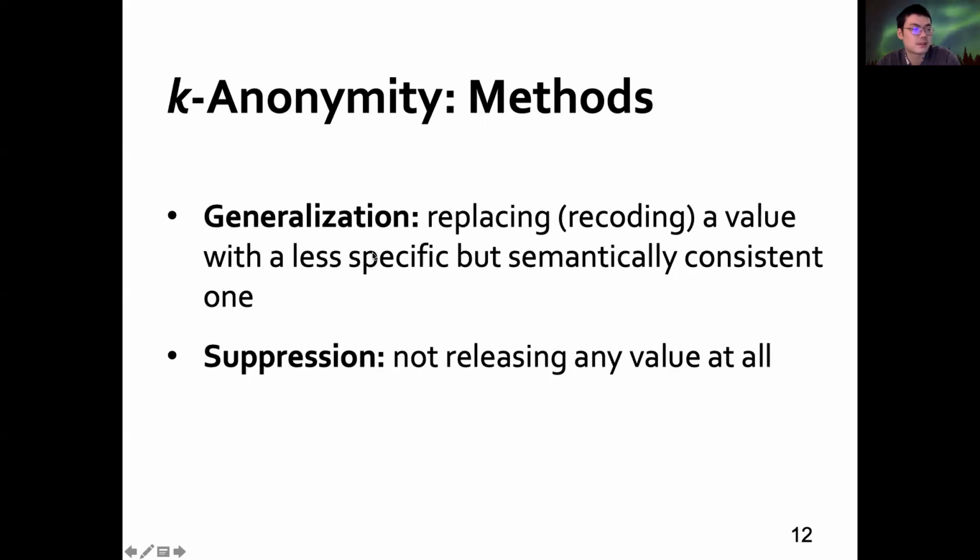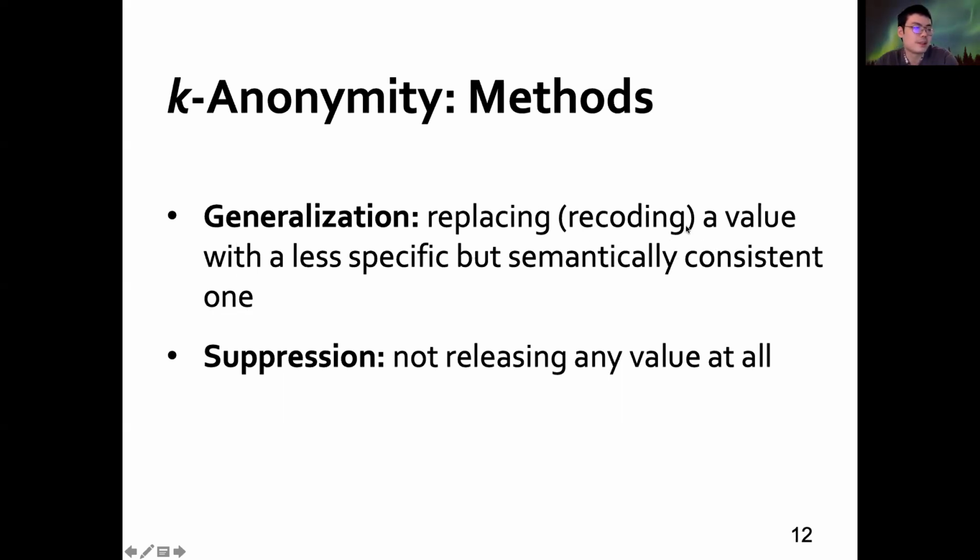The first is called generalization. What it means is that you replace a value with a less specific, but semantically consistent one. For example, if you have a zip code 35233, which is a UAB area, but you don't want to disclose that you are a student at UAB, you can say, hey, this is in Jefferson County. It's still consistent, which means you cannot say you are in Shelby County. It's still correct, but I don't disclose more specific information. It's more general information. So this is replacing a specific value with a correct but more general value.